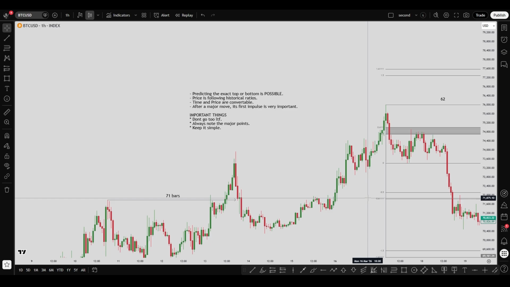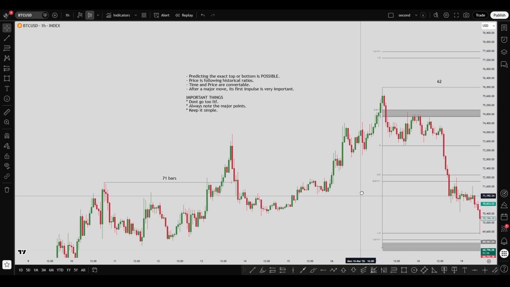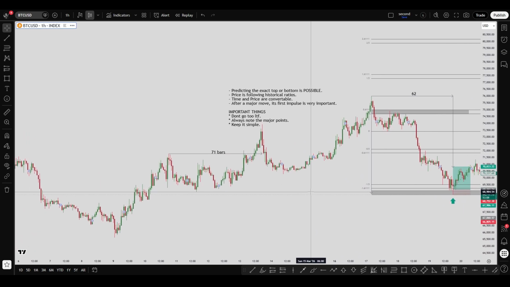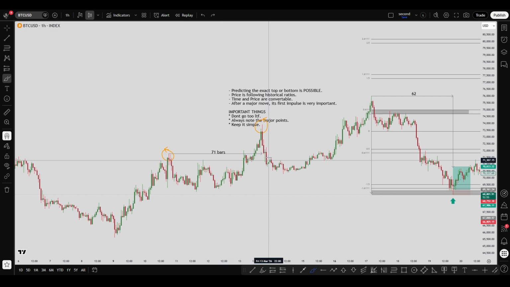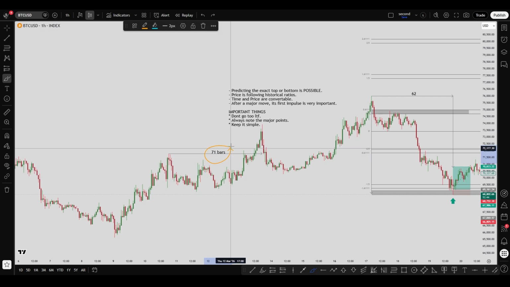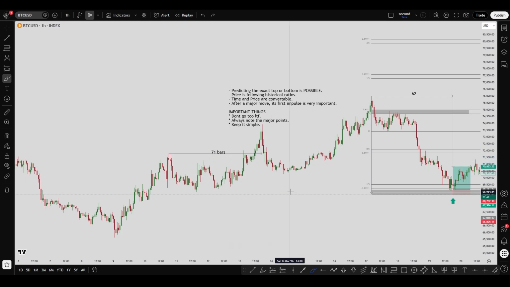Always note the major points. Again, as I said before, I don't measure from these, but these are good points. Normally I don't measure this distance, but I saw that these two highs were actually very big, not like these guys right here, but these guys are actually important. So I just decided to note the bar distance and the price distance of these things.